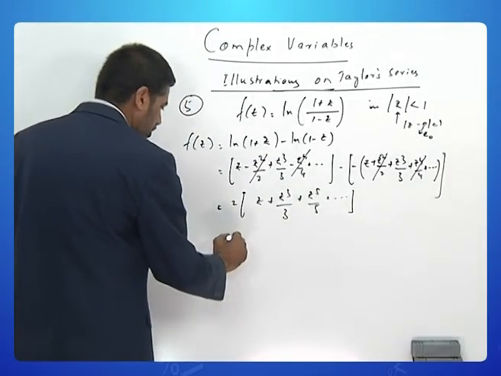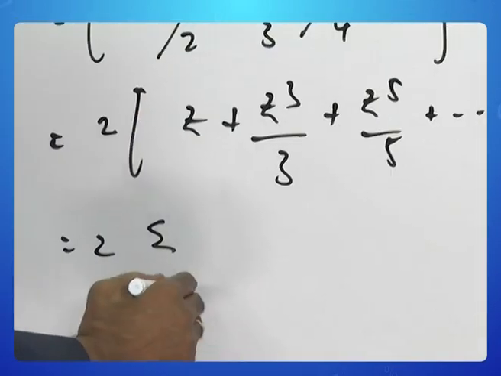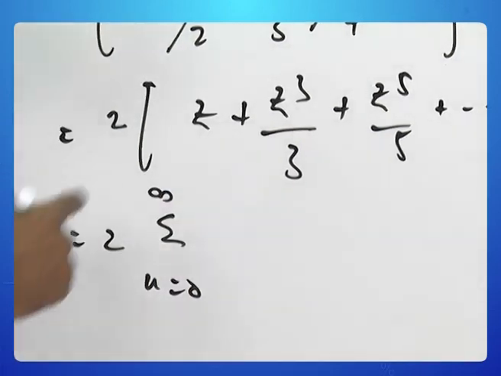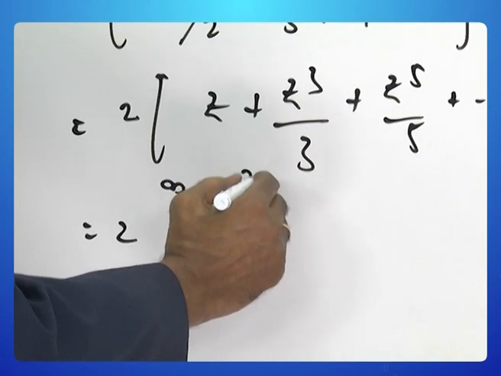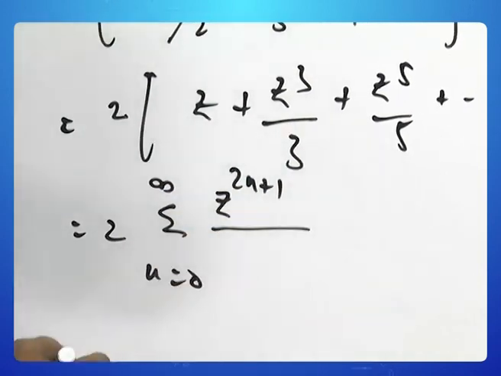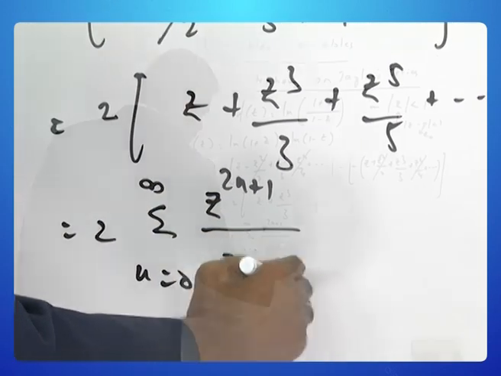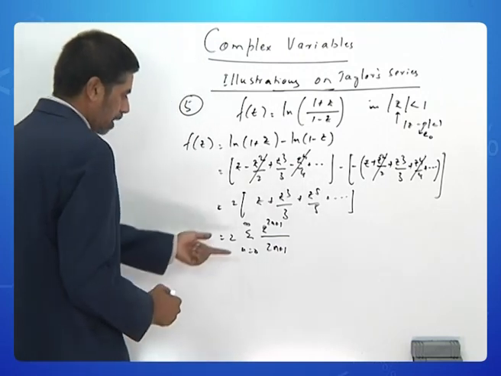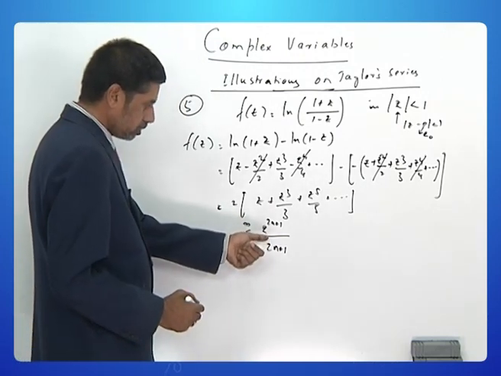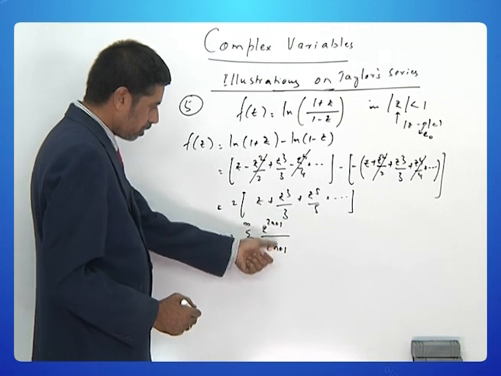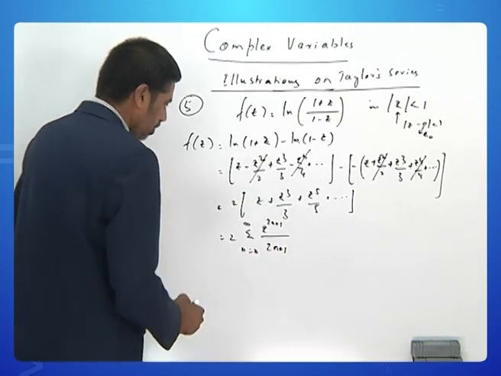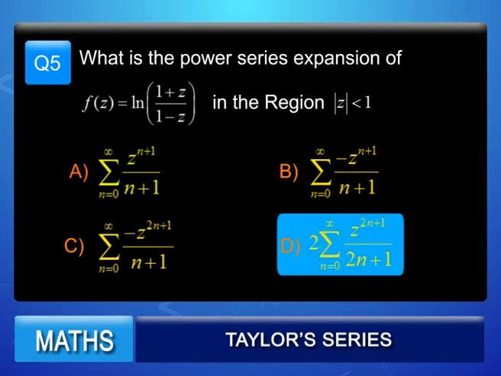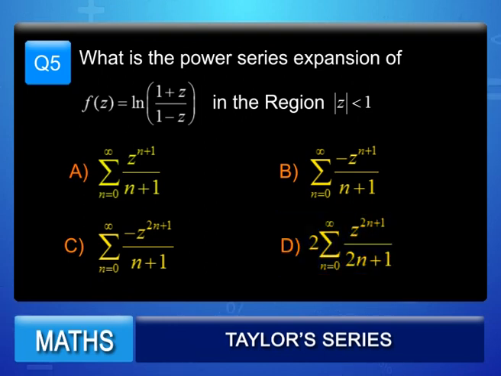This can be written as twice summation n is equal to 0 to infinity. The powers of z are all odd, so let us write z to the power of 2n plus 1 by 2n plus 1. So you can sample test: put n is equal to 0, you will get z to the power of 1 by 1, that represents this one, n is equal to 1 will produce this term and so on. So you will find that option D is available, showing this is the correct answer.